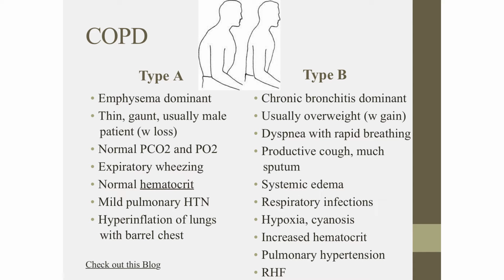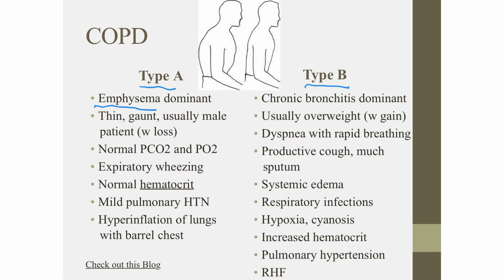Okay, there are two recognized types of COPD, and they are going to tell you essentially which disorder is dominant. So remember, it's emphysema and bronchitis, but one of them might be a little bit more easily observable in a patient. In type A, the dominant derangement is emphysema.